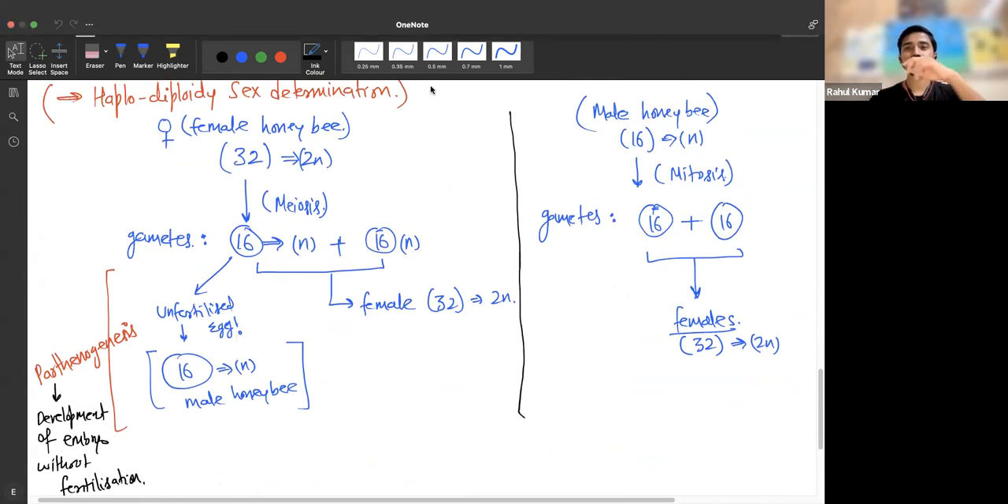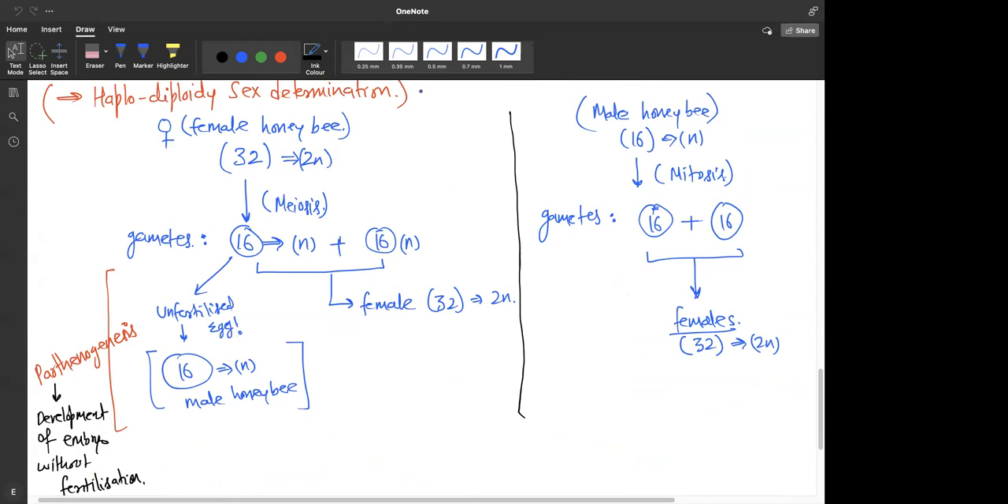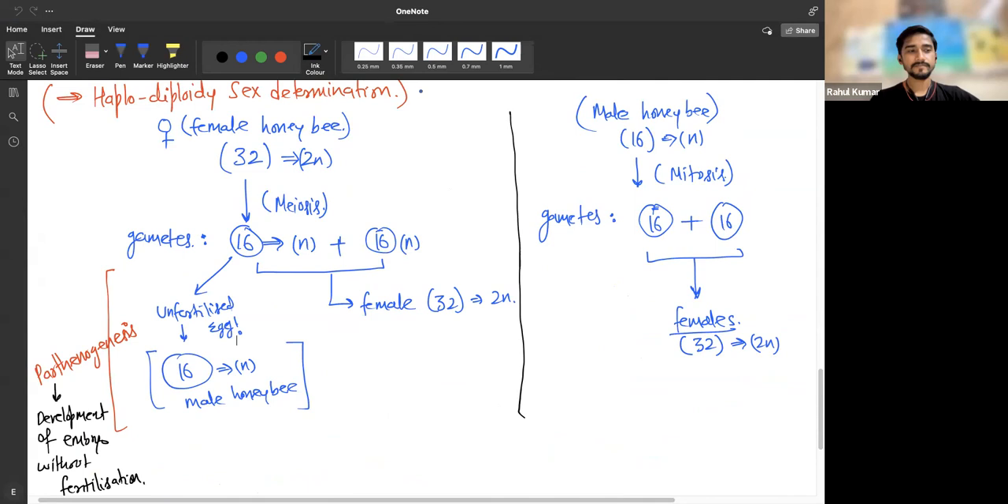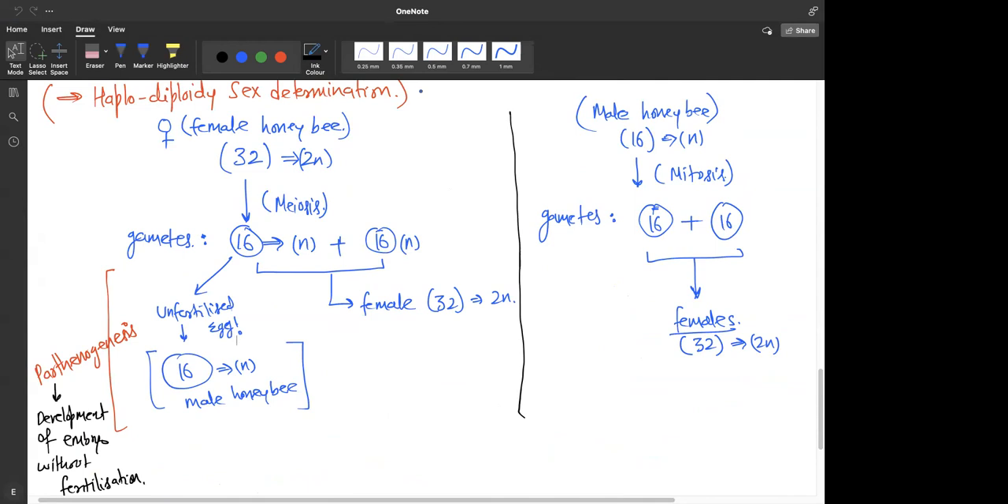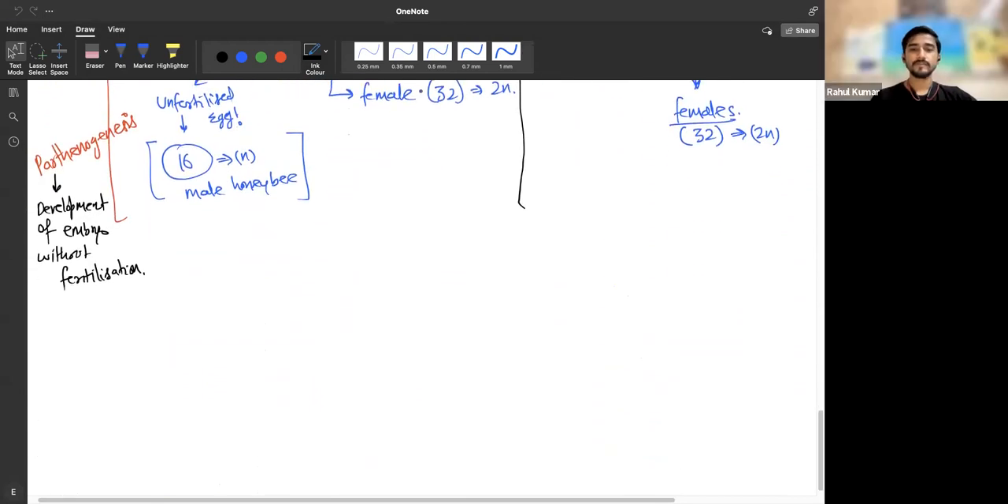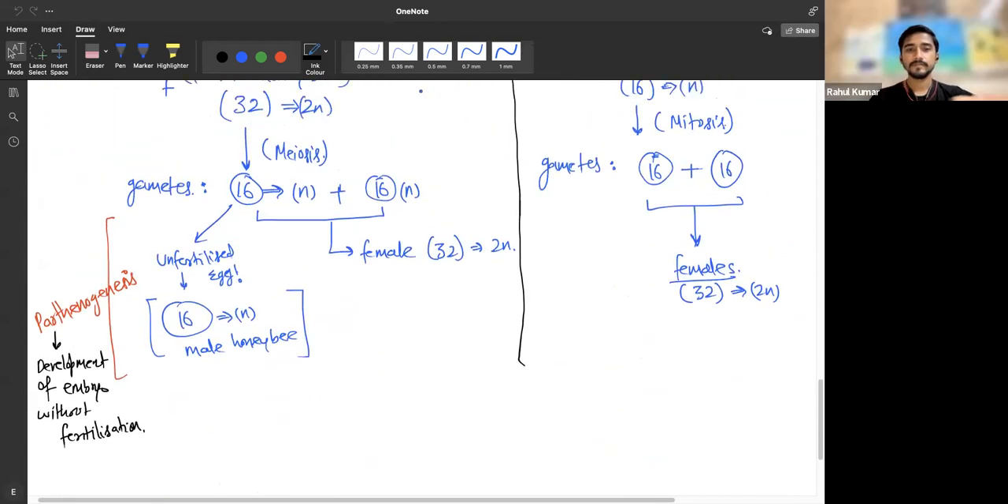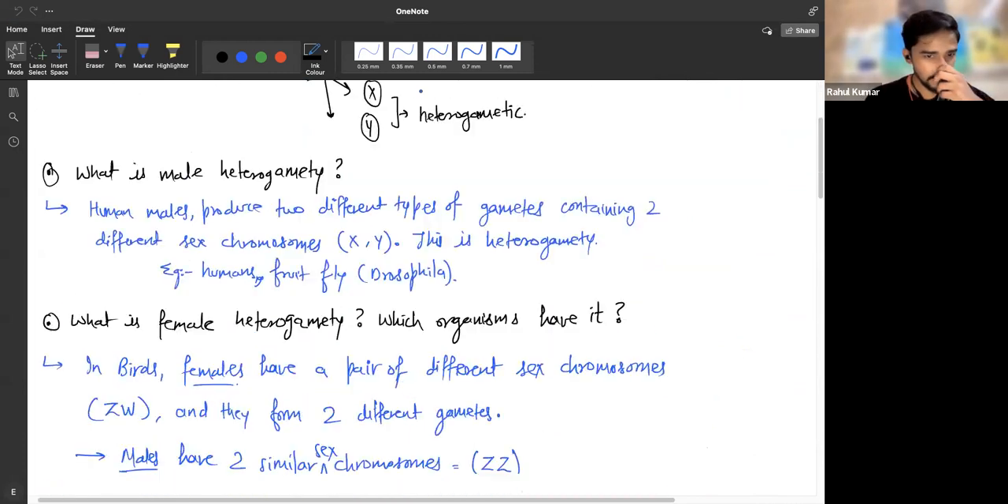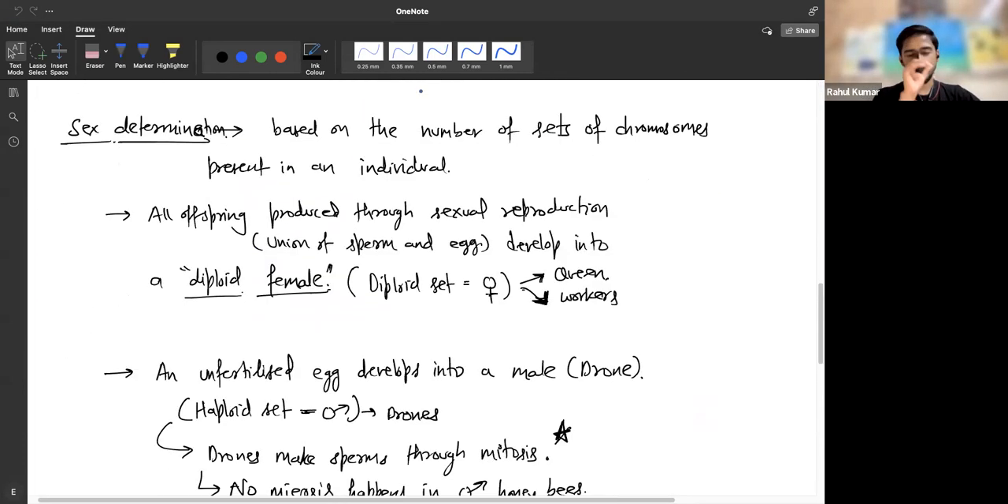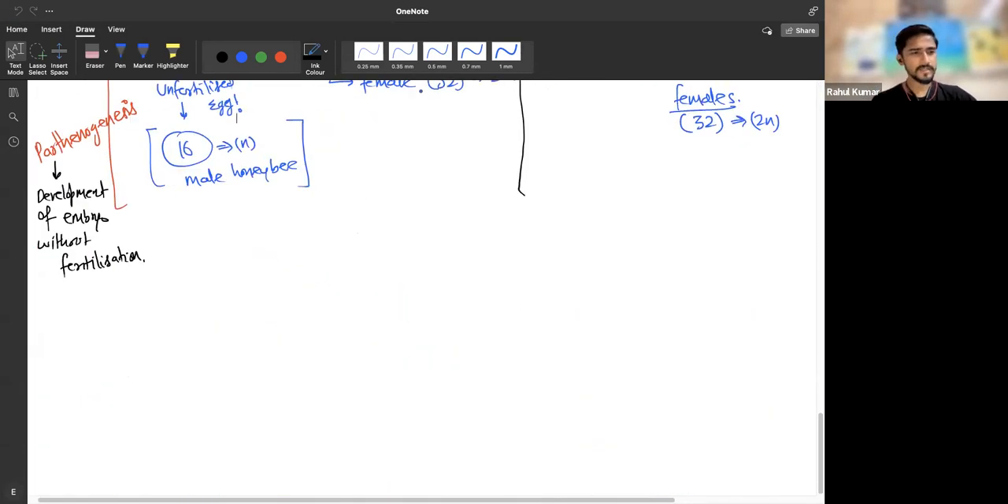Any doubt, people? No, sir. No? Others? No doubt, sir. No doubts? Okay. So this was, I think, almost everything about sex determination.